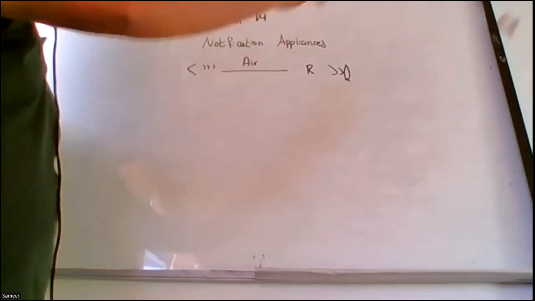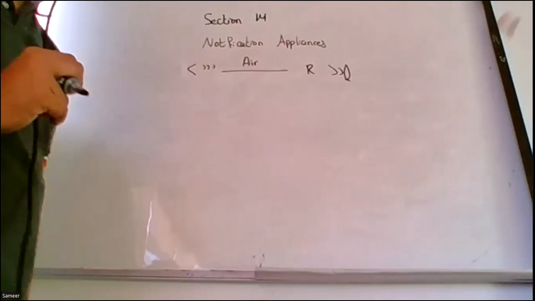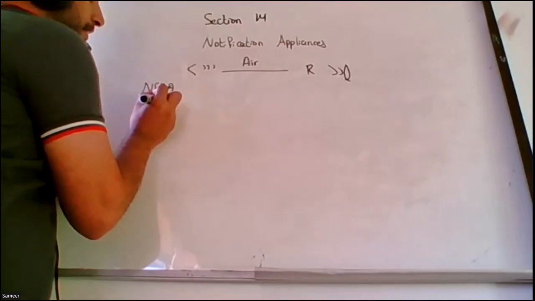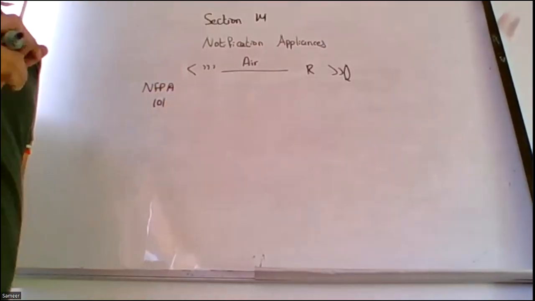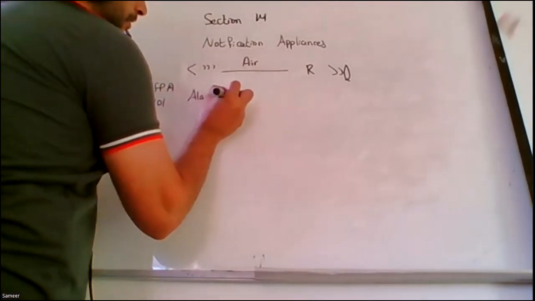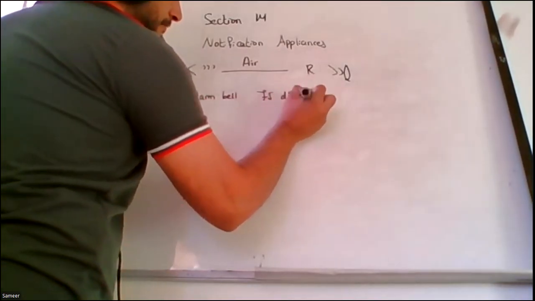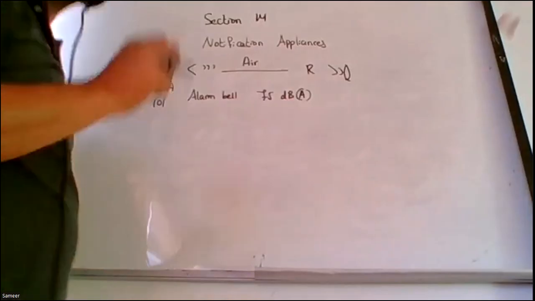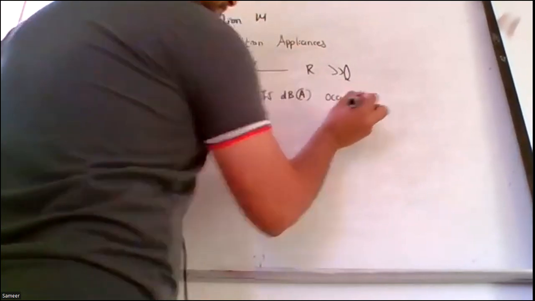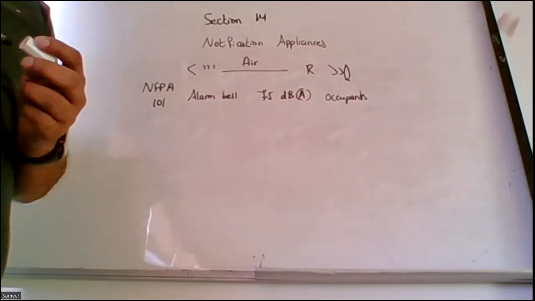With each travel of sound, based on the obstructions, there is a noise loss ratio. What NFPA 101 indicates, and NFPA 72 also, is that a sounder or an alarm bell should have a noise level of 75 dBA for the occupants. What is the A in the noise level?